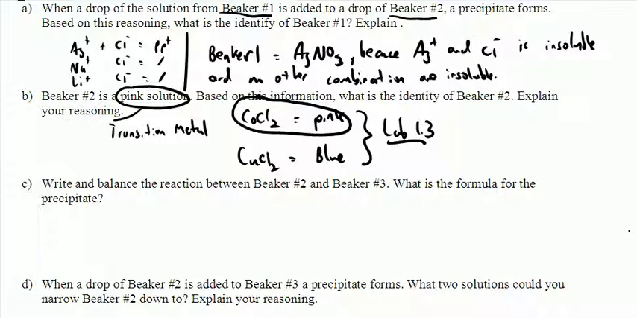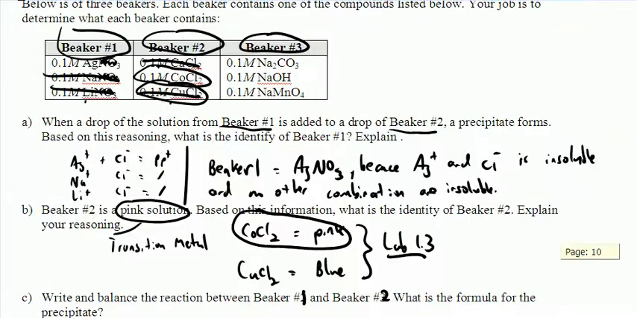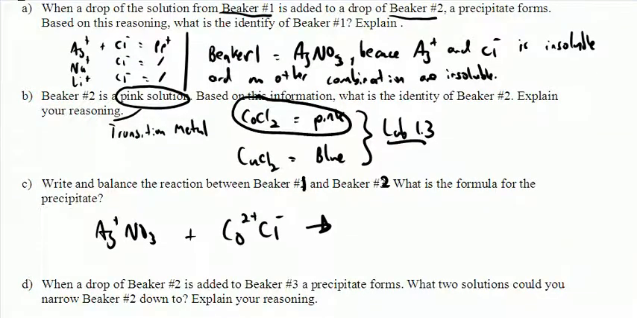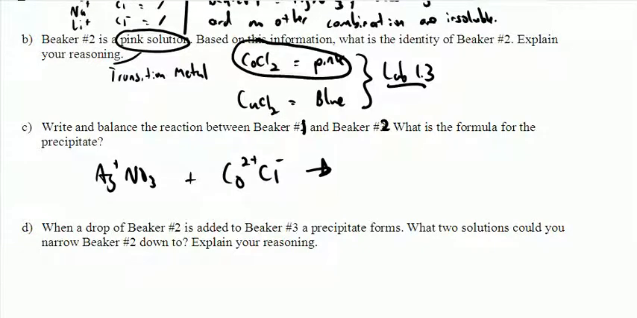Write and balance the reaction between beaker 1 and beaker 2. Okay, so beaker 1 is a solution of AgNO3 and beaker 2 is a solution of Co2+ and Cl-. They are in water, remember, because we have these molarity signs everywhere. So I'm rewriting them in their ion form. I see ions, I see no neutral atoms, so I'm going to swap.